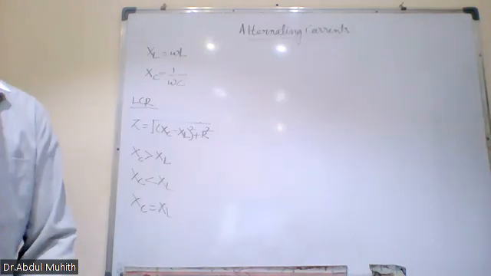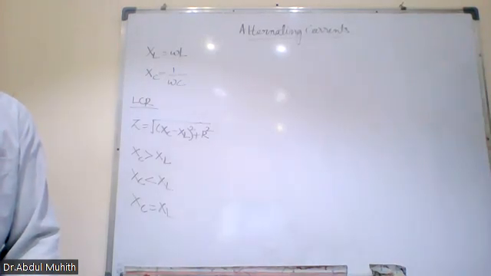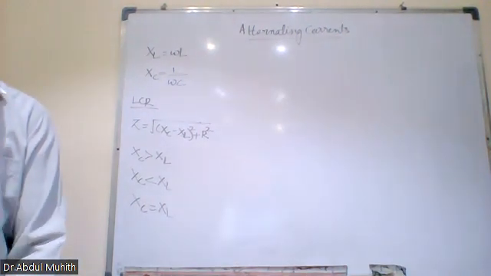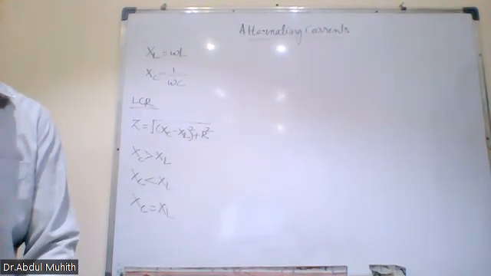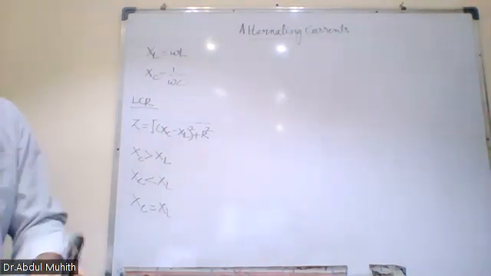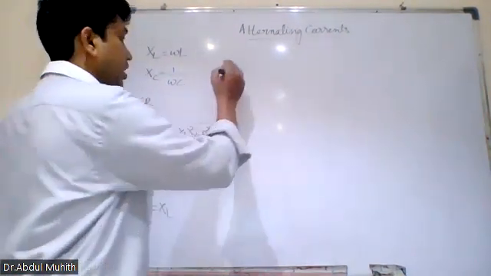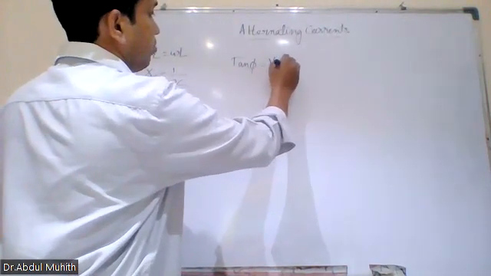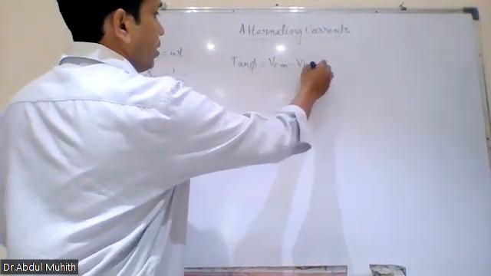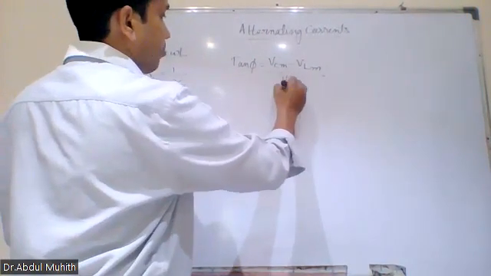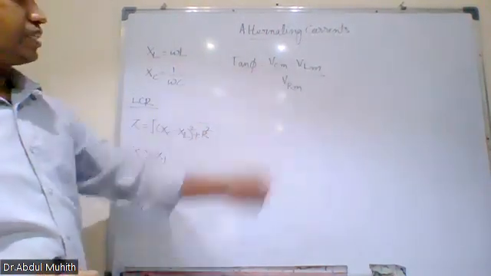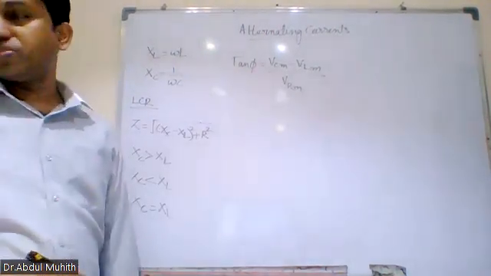Now I am going ahead with the next one. That is about the angle also. How to find the angle. Tan phi is equal to (VCM minus VLM) by VRM. This is the voltage. So we can just substitute (XC minus XL) by R. When you substitute, we get the angle.